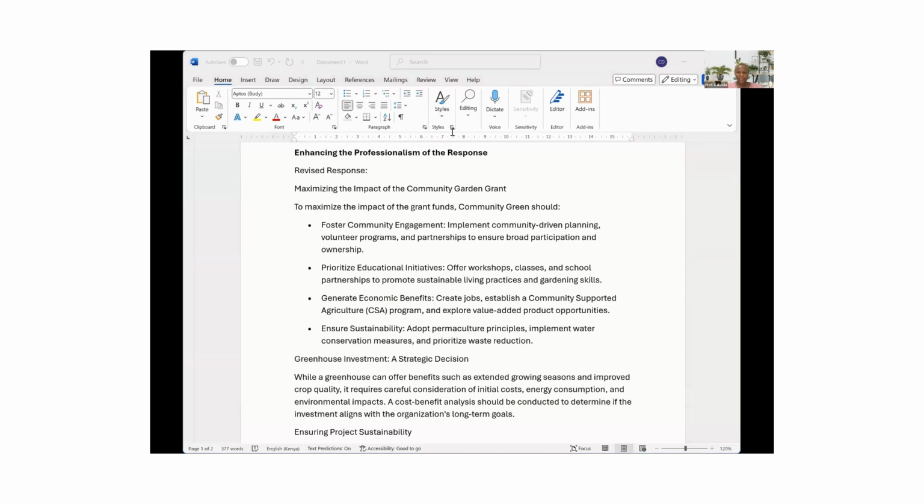And then next, we've said here what we can do. We can also generate economic benefits. Remember, we are creating jobs. We can establish a community-supported agriculture program and explore value addition. Remember, we are not just selling greens. We can say, why can't we think big and try to do value addition?